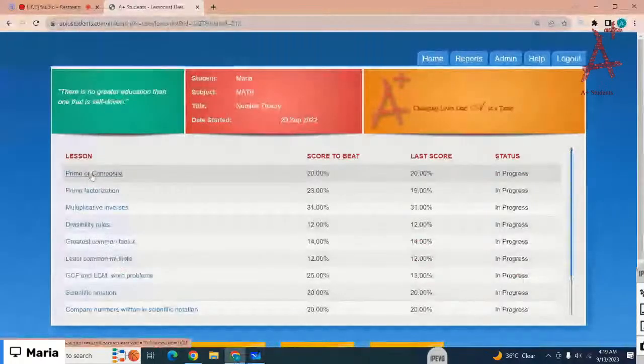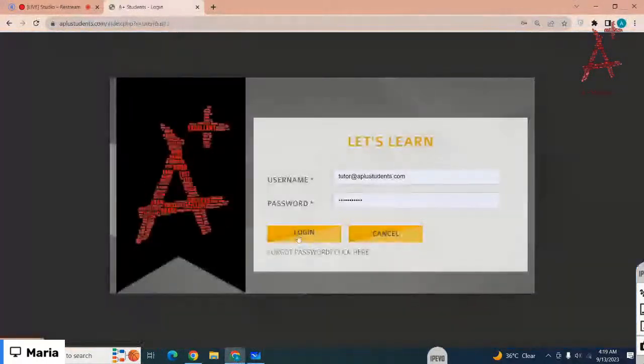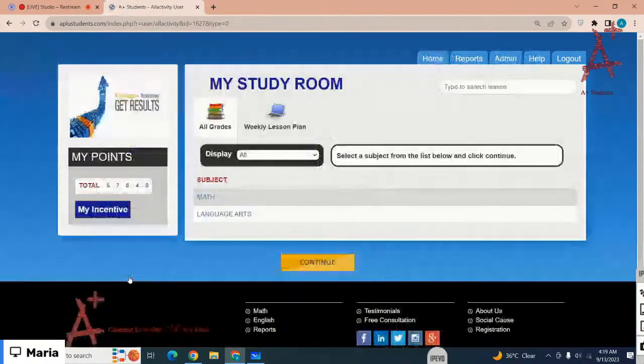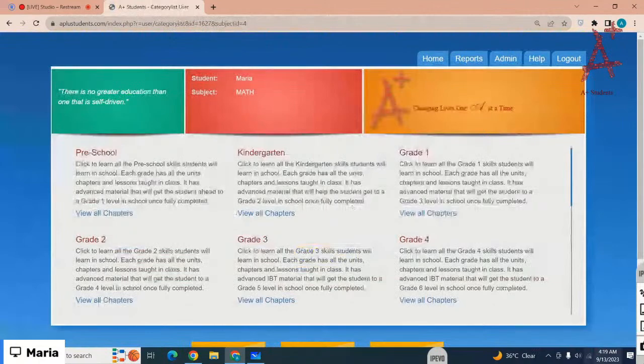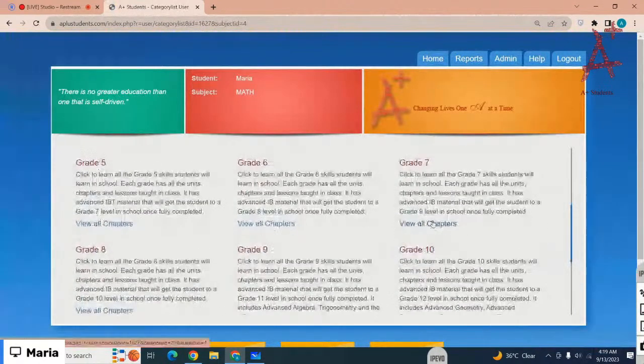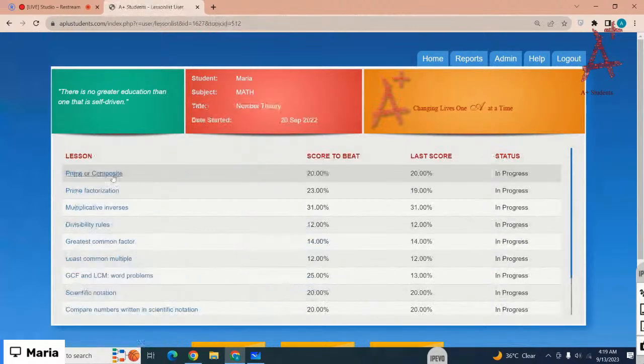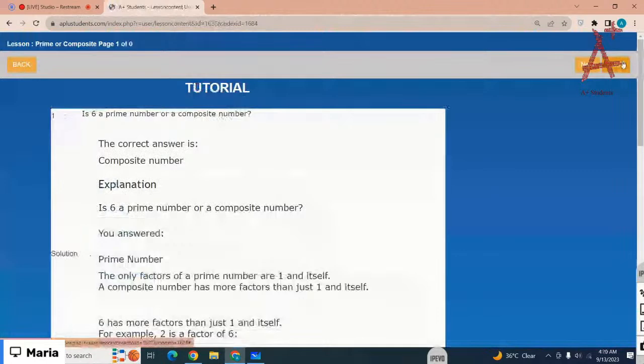Let's just start with the lessons. Here I am on the grade 7 math. The lesson we're working on is number theory, and the lesson we're going to start with is prime and composite. So you already know what prime and composite are. We're here to do as many practice questions as we can, right? Okay, let's do the practice questions on prime or composite.